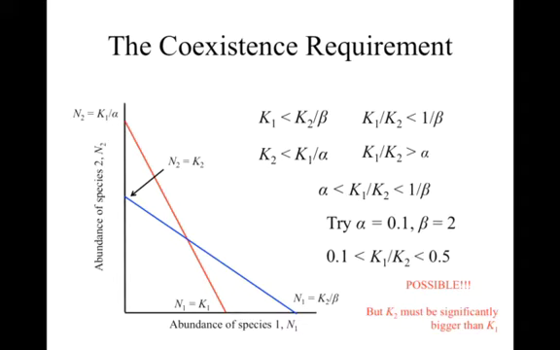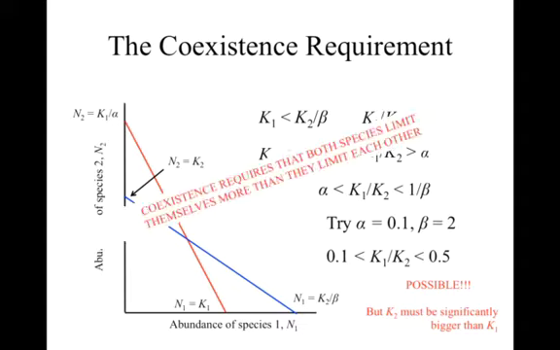It's much easier to get coexistence when both face interspecific competition that is weaker than intraspecific competition. But you can at least do it if one of the two faces strong interspecific competition. But it's harder to do. It's more of a balancing act. The carrying capacities have to be sort of much more distinct.